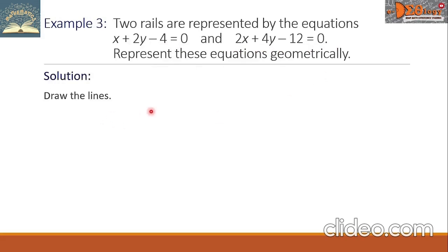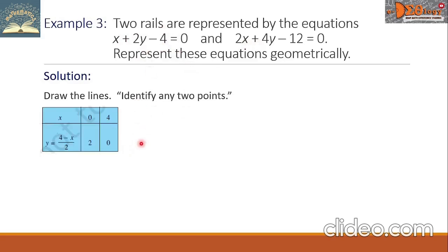Let us draw the lines. Again, let us identify any 2 points of the lines. For the first equation, we have this table. We have the row for x, we have the row for y. For this equation here, we rearrange the first equation in such a way that y is alone on the left side. So we have y equals 4 minus x over 2.